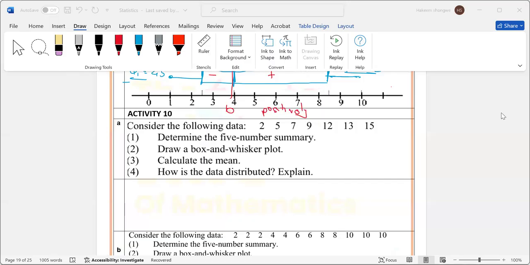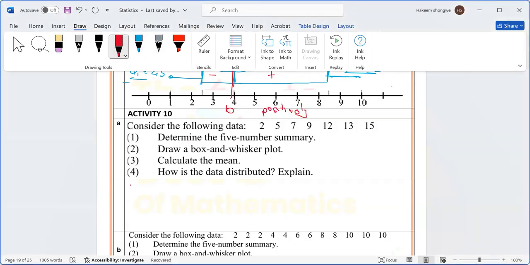Yeah, number A, activity 10. Now shoot. Martin, making noise. So number A, that's in. Oh, number A. Consider the following data: 2, 5, 7, 9, 12, 13, and 15. Is it in ascending order? It's in ascending order. So the first question, they say determine the five-number summary.